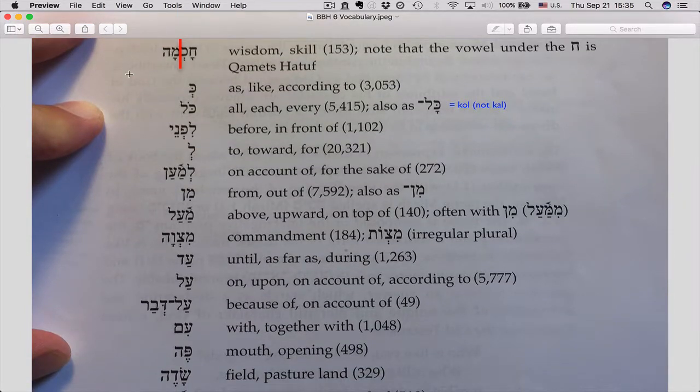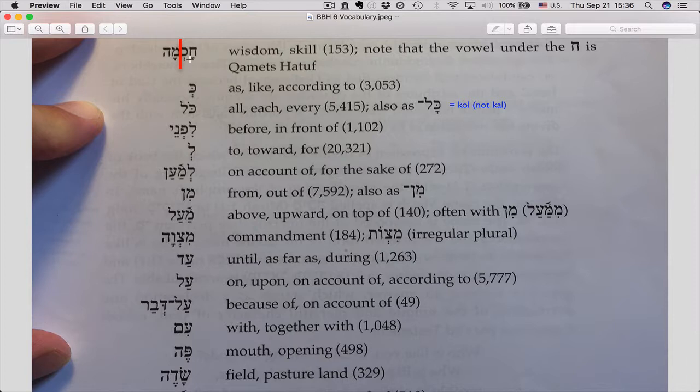Next, a noun. Chokmah, wisdom. Note that wisdom is a feminine noun, and that makes it easier for the Book of Proverbs and other works to speak of Lady Wisdom. Chokmah.